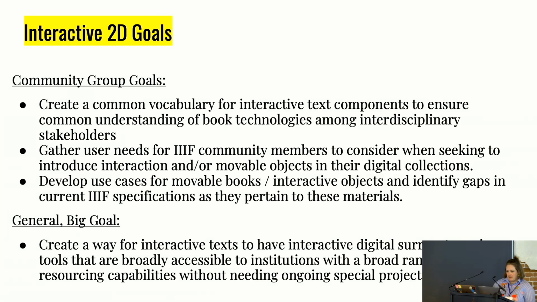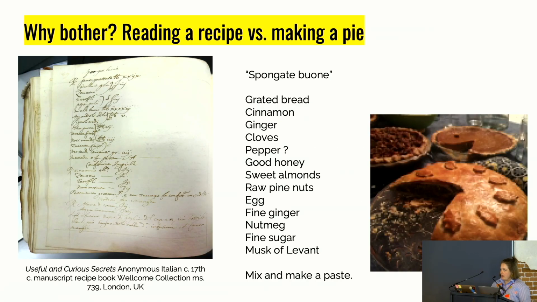So as we've been thinking about the opportunity for interactive digital surrogates, many people have asked, why bother? It's a lot of work, it's too much to change, and how could it really be worthwhile? So I'll try to explain, and because I'm a historian of recipes, of course I will use a recipe, but not a cookbook recipe like we usually talk about here. This is a 17th century recipe.